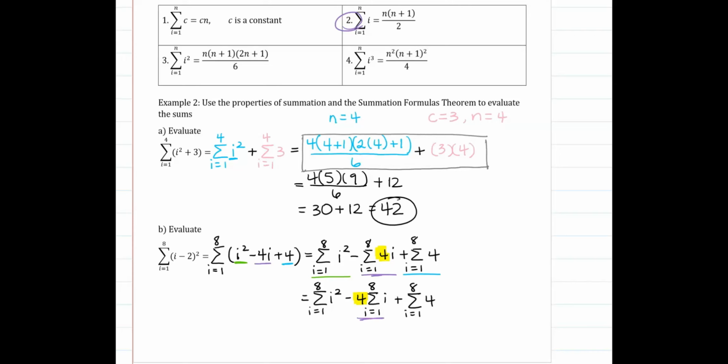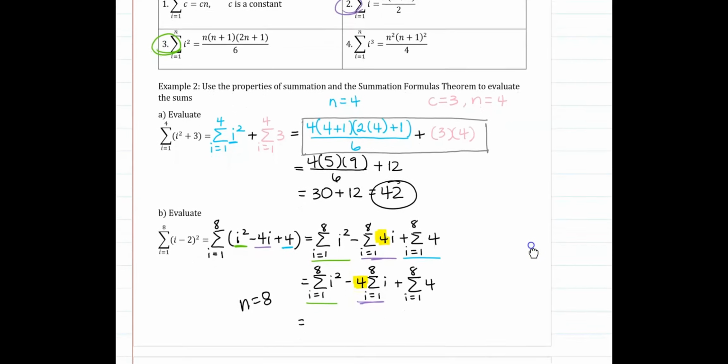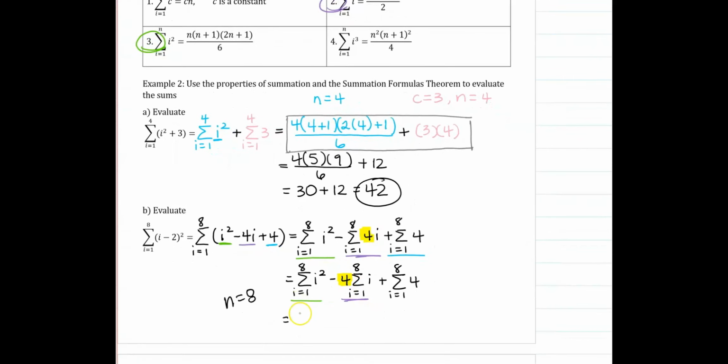But let's start with the first one, where we have I squared on the inside of that sum. We're going to be using the third formula, since the third formula has the I squared on the inside, and I will make a note that our n is equal to 8. N is the upper limit of the sum. So I'm going to plug into that formula. I would have 8 multiplied with 8 plus 1, and then multiplied by 2 times 8 plus 1, and that is all divided by 6.